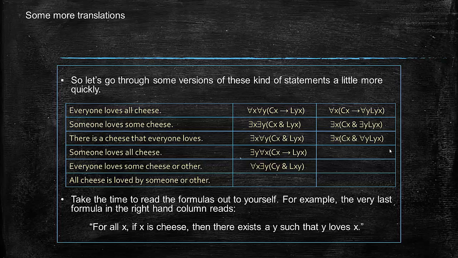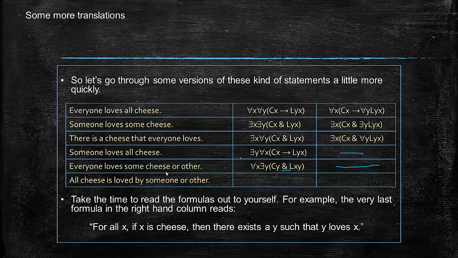So for all x, there exists a y such that y is cheese and x loves y. Now again, for the same reasons, there's nothing in this column, right? Because if we move the existential in front of the c, again, this y would be an unbound variable. But notice again how important it is that we use the and in this case. Okay, it's not an arrow.